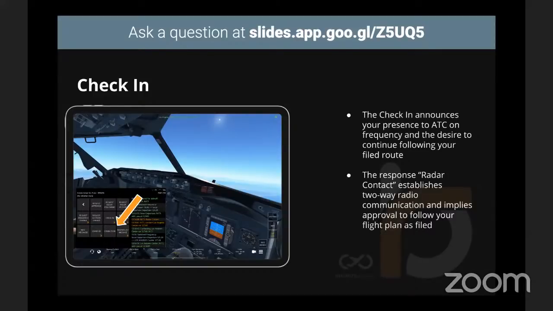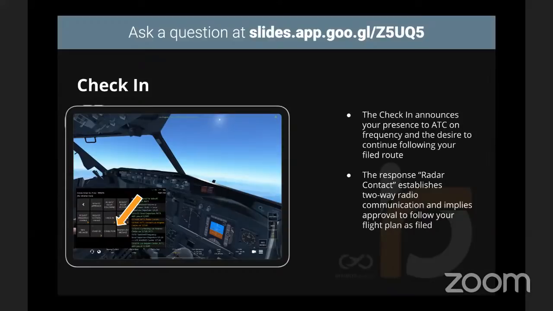When you're tuned into a radar facility, whether departure, center, approach, you can open up your ATC communication menu by tapping the headset icon in the bottom left, select check-in, and this alerts ATC that you're tuned in and wish to continue following your flight plan.